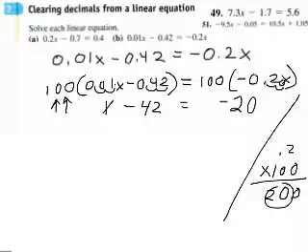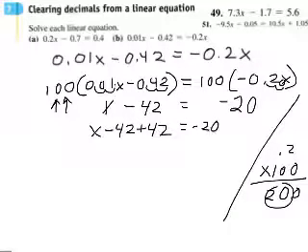So we have x minus 42 equals a negative 20. We add 42 to both sides. X minus 42 plus 42 equals negative 20 plus 42. And that gives us x equals 22. Yippee.